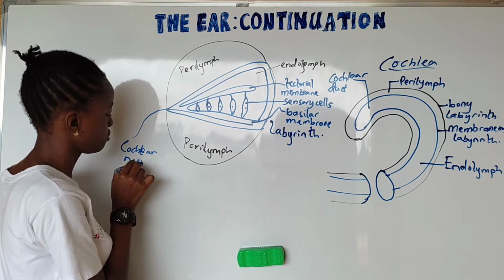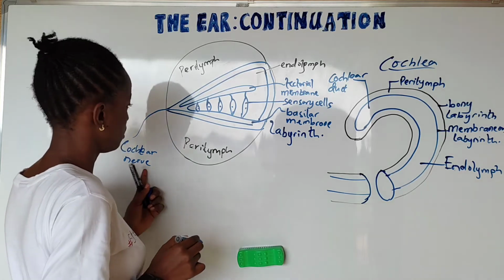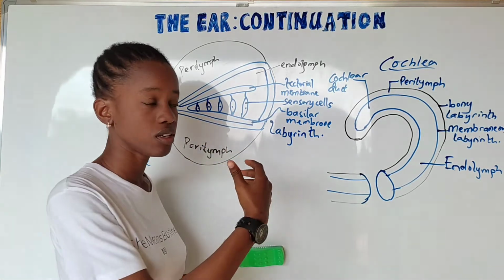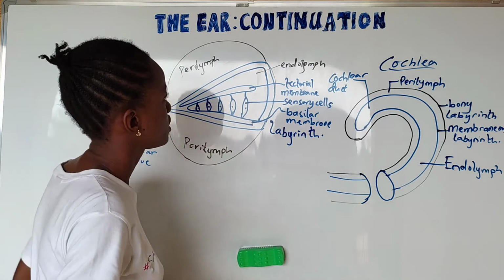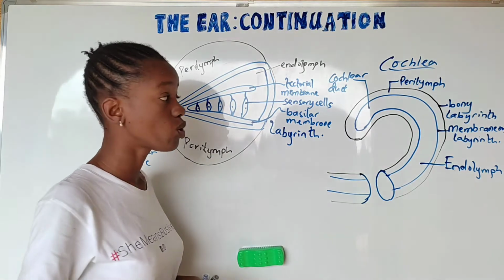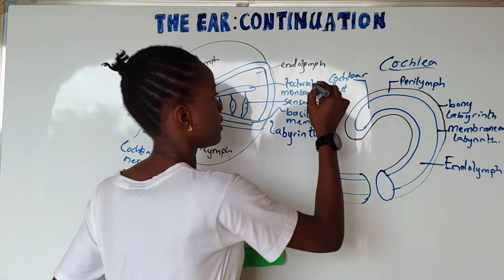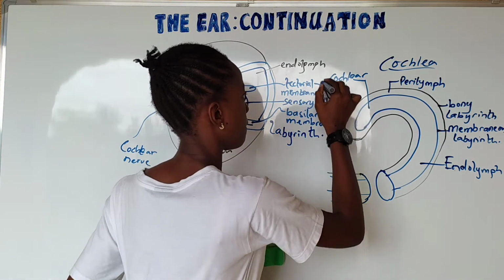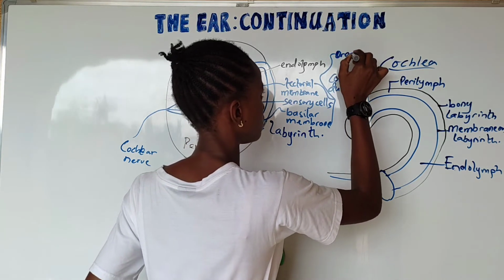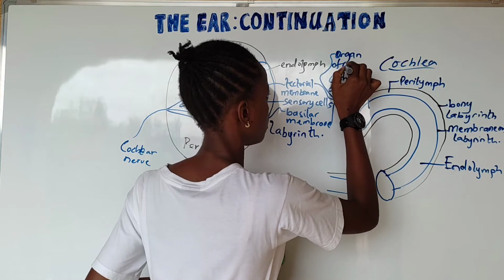This is the part of the auditory nerve that comes from the cochlea. The cochlear nerve leads to the brain. All right, so this part, all labeled in blue, is actually called the organ of Corti. I'm going to label it here: the organ of Corti.